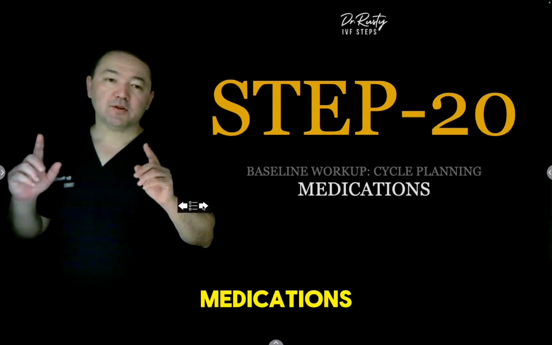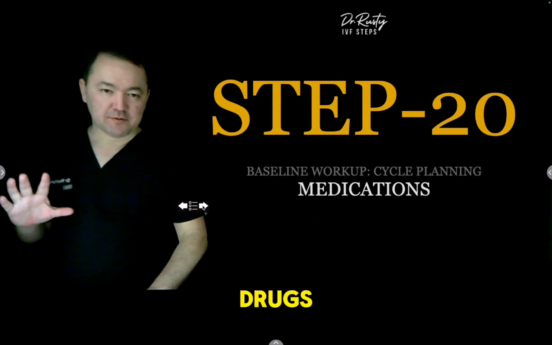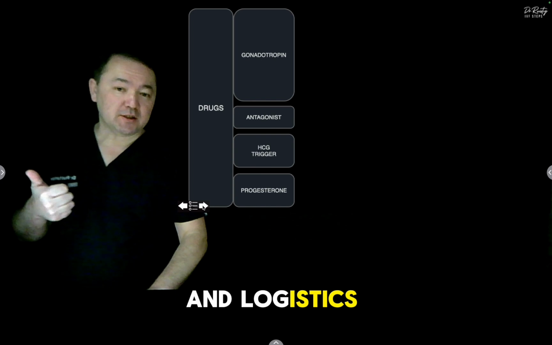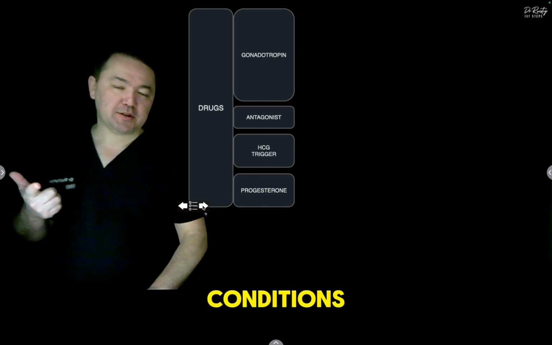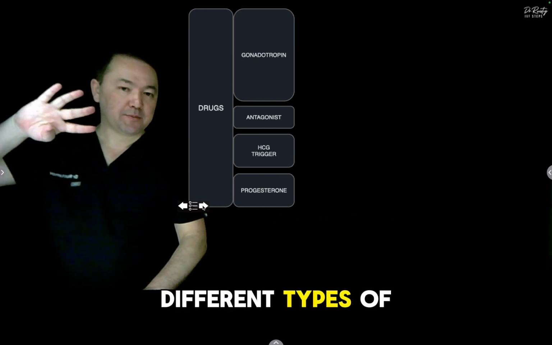Step 20, so medications. In this step I will explain all about IVF drugs. I will explain what drugs you use in IVF, the logistics of getting your drugs, and the storage conditions. Essentially, in IVF you get 4 different types of drugs.